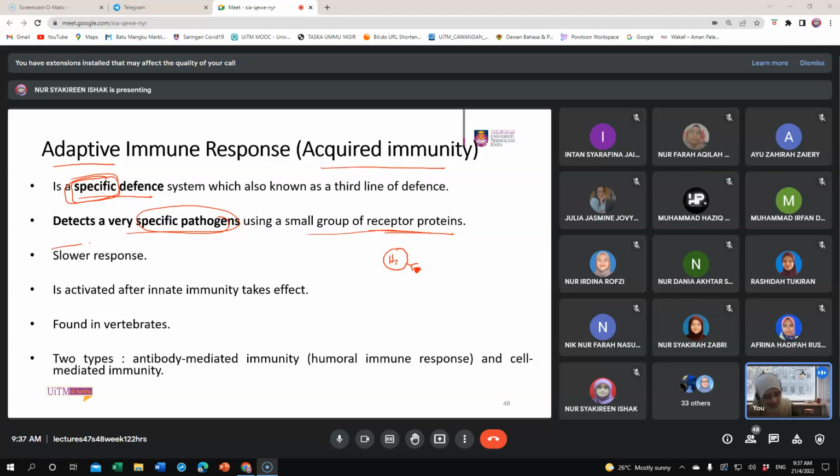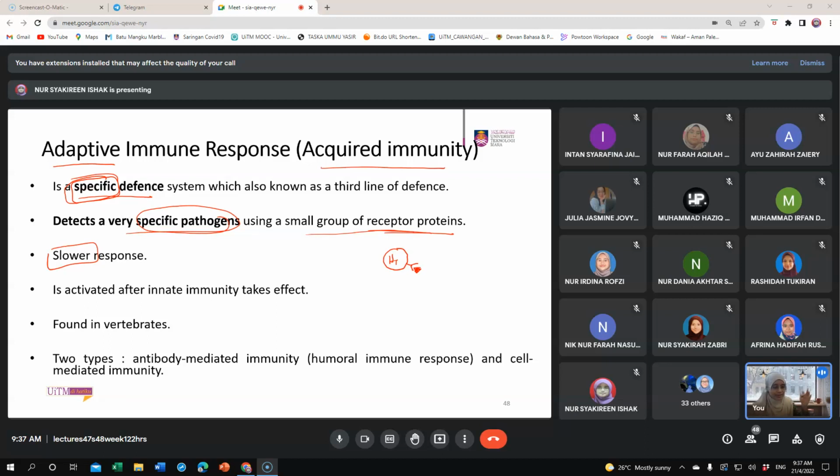So the response is slower. Kan, sebab apa? Nanti macrophage nak kena datang, engulf, jadi APC, lepas baru helper T cell datang to bind, and then helper T cell release cytokines, activate B cell, T cell. So cerita dia panjang. Okay, so that's why the response is slower compared to the innate immunity, where the response is rapid. Okay, innate immunity rapid, adaptive immunity slower. Okay, so it's activated after innate immunity takes effect.